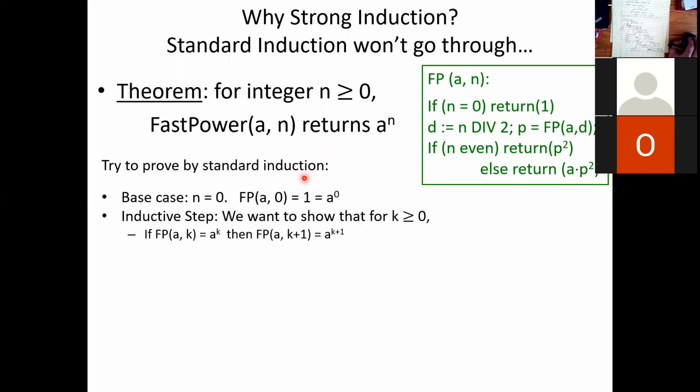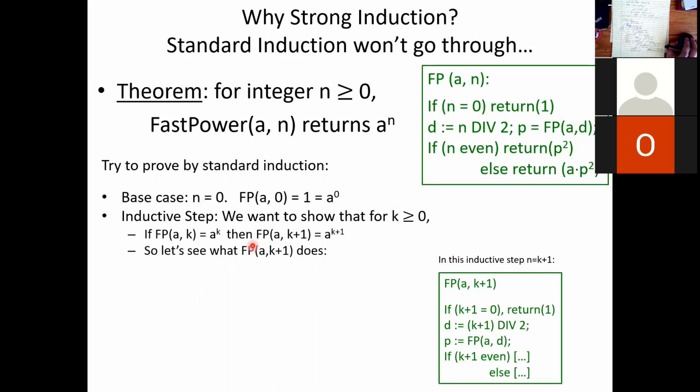Let's try to do it for standard induction, right? So the base case is the same. Inductive step. What do you have to show in the standard induction step? Well, that if the algorithm works correctly at some point, then it will work correctly for the next point. Okay, so let's try to do this, and then you will see that it doesn't work. So how can we argue what FP executed with k plus 1 does? Well, we have the code. We have to instantiate the code with n equal k plus 1 and just see what it does, and hopefully, by the inductive hypothesis, we will see that whatever this does has to be correct.